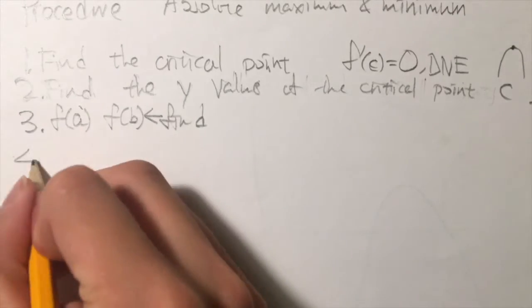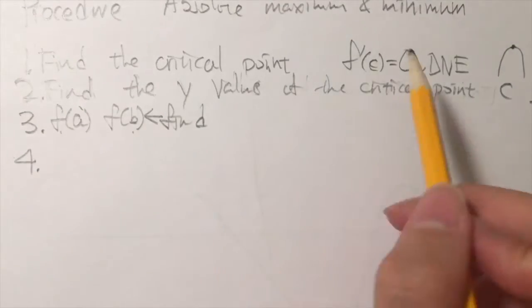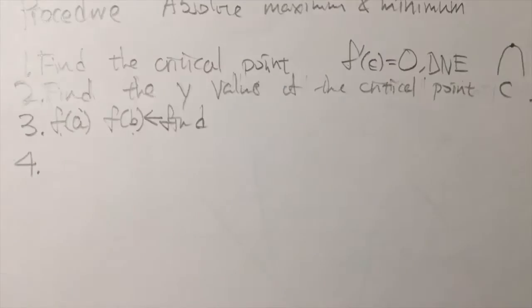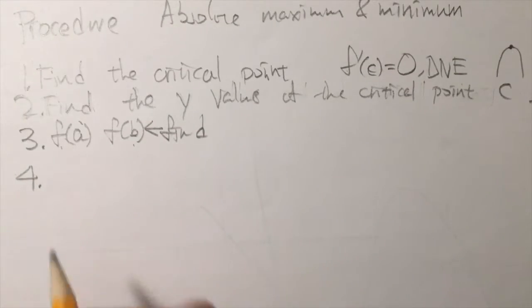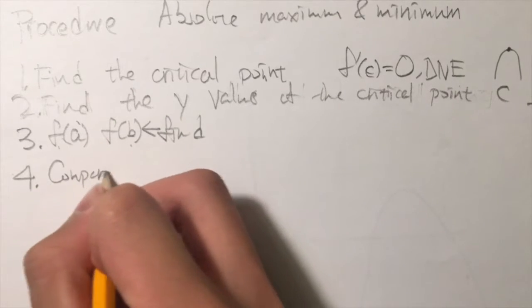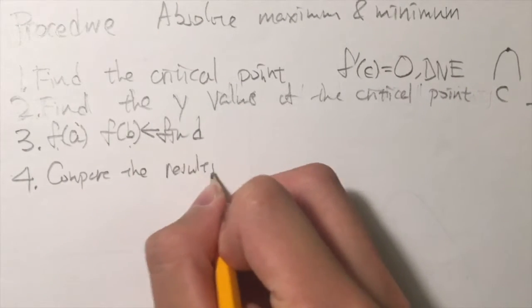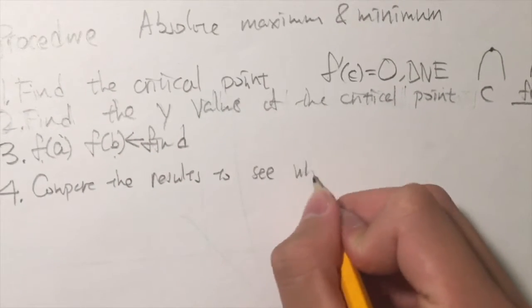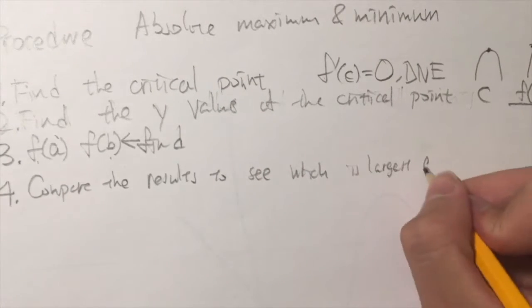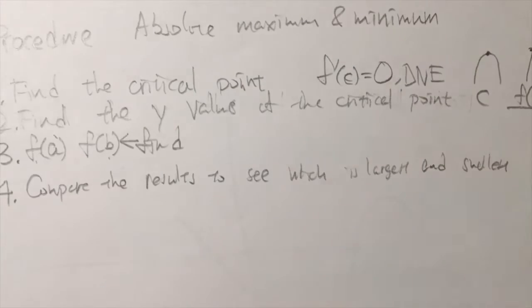Now, the last step, to find which one of these points, the local maximums, the local minimums, the endpoints, is the biggest and which one's the smallest within the interval, which is the definition of an absolute maximum and minimum. So compare the results to see which is largest, which would be the absolute maximum, and smallest, which would be the absolute minimum.